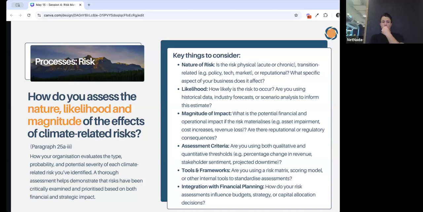Great point. Nature, likelihood, and magnitude. Each risk should be assessed by its nature, likelihood, and magnitude, including the reputational and operational consequences. So how is this going to affect, not just from a financial perspective, but how is this going to tie into your strategic planning? Is the best way to look at this. And again, I know we've touched on this before, but a lot of these considerations aren't just impacts, for example, on your physical assets or on your supply chain. They're also on reputation and your ability to do business.